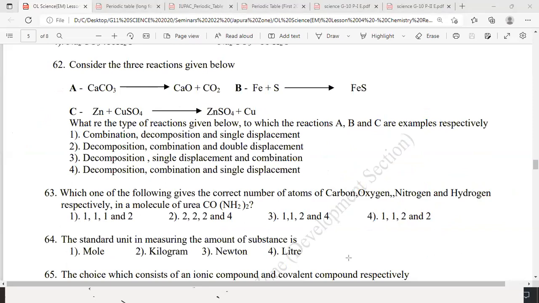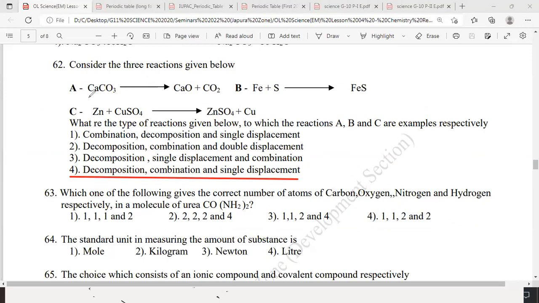Sitlini, Anutmi, Vilana. Fourth one. Fourth one. Correct. Very good. The answer is, for decomposition. Second one combination. Last one single displacement. Please write this first reaction.